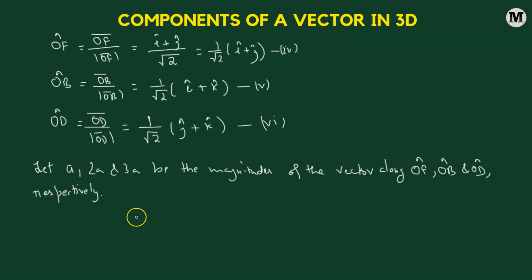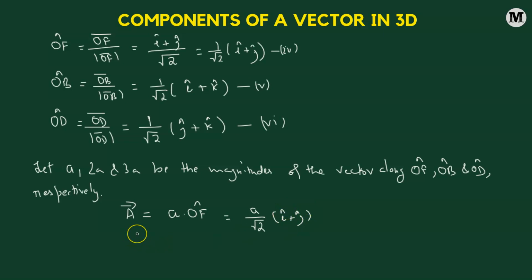So here, let's call this the vector A. The A vector is going to be, we'll take the magnitude A and multiply it with OF cap. Now this is going to give us the vector A, which has a magnitude of A and is along the direction of OF cap. This is equal to A over square root of 2 multiplied by (I cap plus J cap).